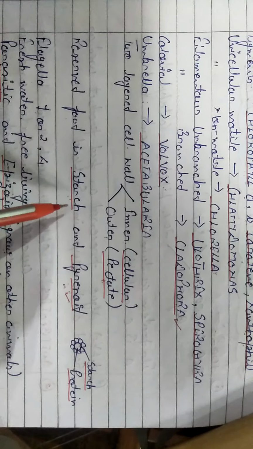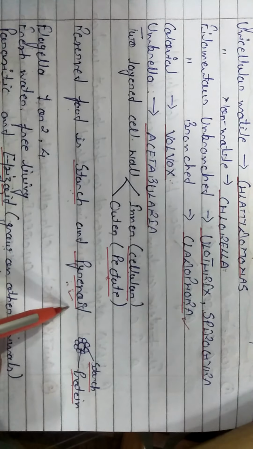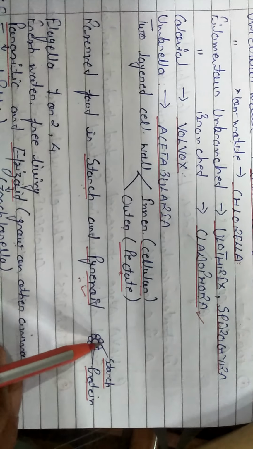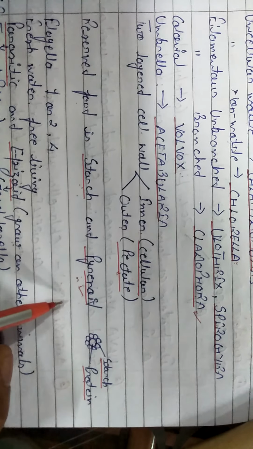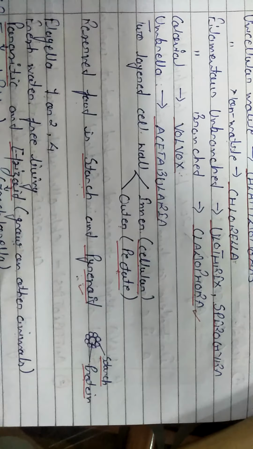Basically, green algae's reserve food material is starch, and the second is pyrenoid. What is pyrenoid? Whenever a protein substance is surrounded by different starch molecules, it converts into a specific type of substance known as pyrenoid. They both are sources of energy in the case of green algae.